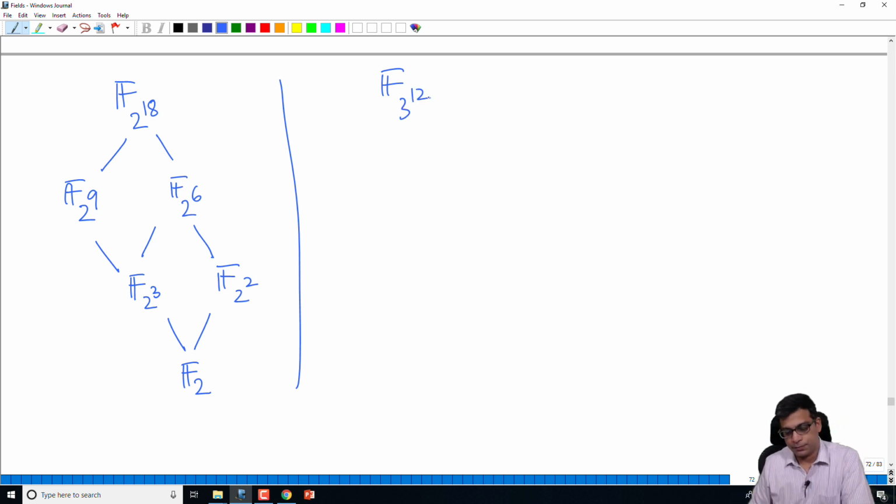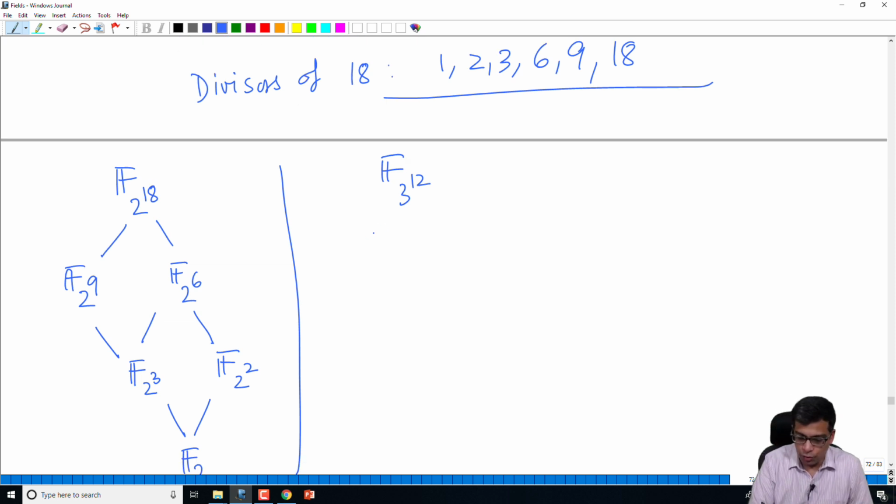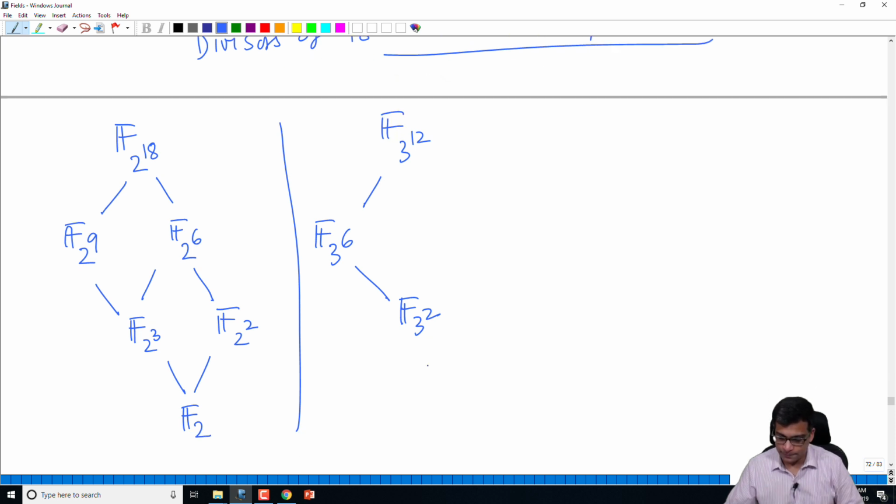3 power 12. So what are the divisors of 12? Divisors of 12 are 1, 2, 3, 4, 6 and 12. Okay. So you have F 3 power 6 here. Also 3 squared will be contained here. Also, so let me write like this.